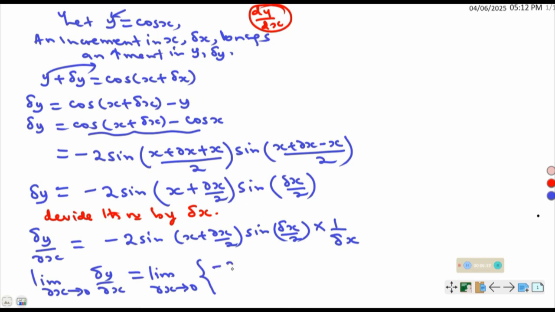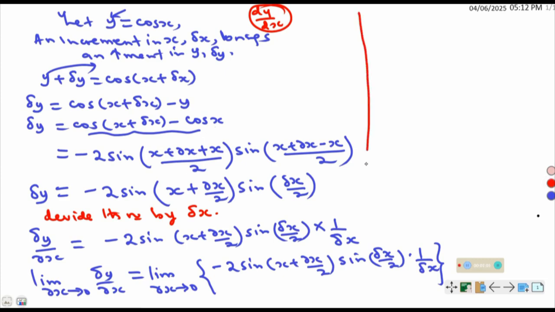So we shall have minus 2 sine of (x plus delta x) upon 2, and sine of delta x upon 2, then times 1 upon delta x. So that is what basically we shall have. From there, we shall be saying that when delta x is becoming smaller, then delta y over delta x will be turning to dy/dx.